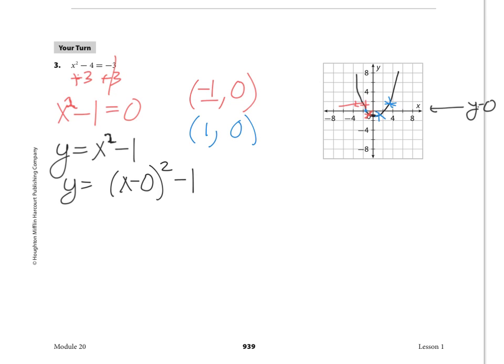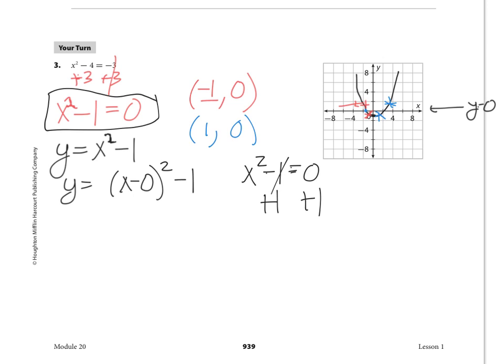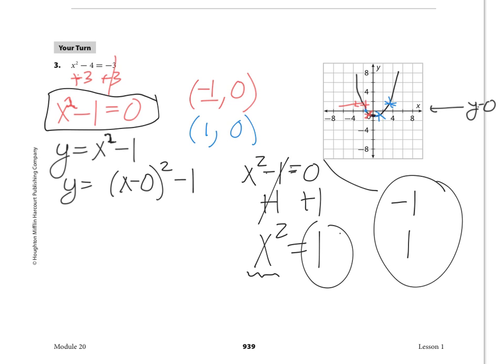Now, how did I know that? There's a couple of ways to do this, and we're going to look at different ways to solve, but one of the things you could do is take the equation itself, x squared minus 1 equals 0, and add 1 to both sides. You do that, you get x squared equals 1. So you're asking yourself, what number can I square to get 1? Well, there are two numbers. If you square -1, you get 1, and if you square 1, you get 1, which in this case end up being our zeros.